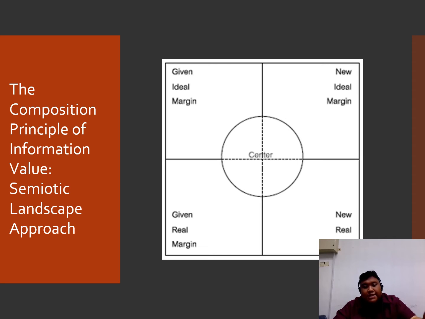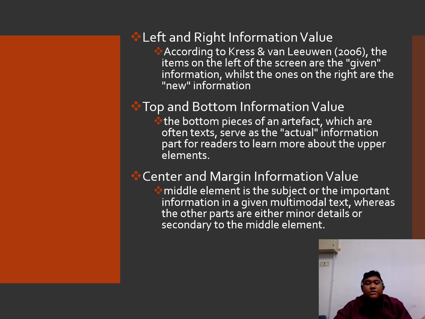Okay, this is the composition principle of information value, the semiotic landscape approach. So you have the center, given ideal margin, new ideal margin, given real margin, new real margin. We have left and right information value, which is according to Kress and Van Leeuwen 2006. Items on the left are the given information, whilst those on the right are the new information.